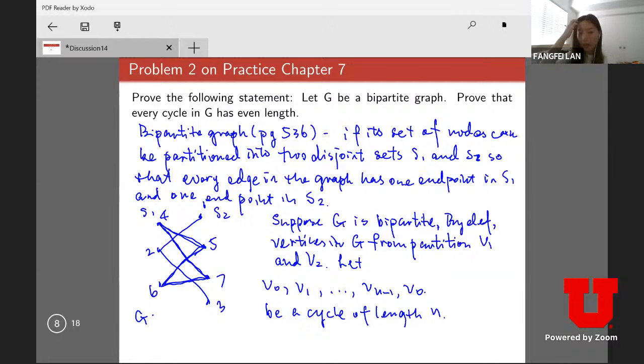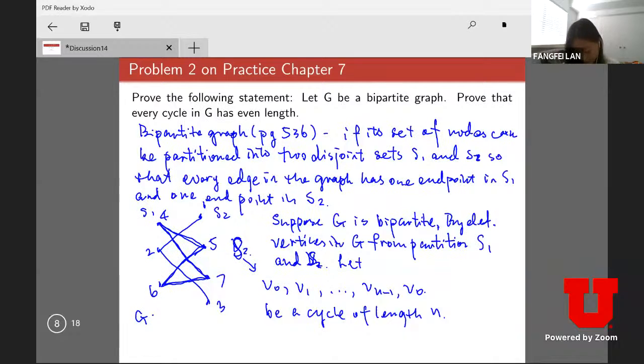So we now have a partition here, right? We have V1 and V2, like these two sets. And then we have the cycle right here. Where do you think the vertices belong? Let's say V0 here belongs to V2. Actually, let's change them to S1 and S2. This is too hard to talk about the differences. So this is S1 and S2.